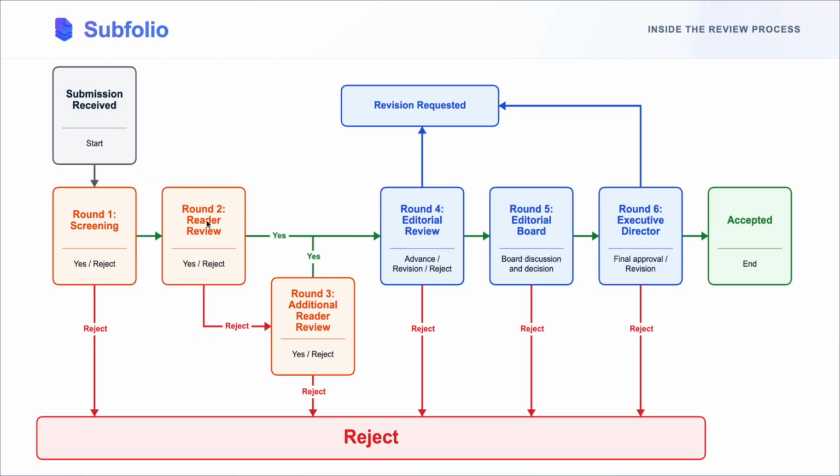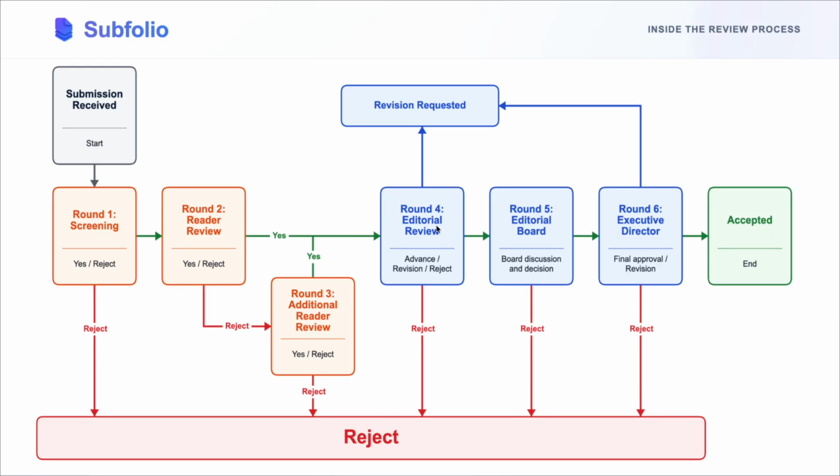The second round is a reader review. 1 reader is assigned. Their job is also to either say yes or reject, except they're taking a much deeper look at the submission. In this case, if they say reject, a different reader gets assigned to do the same thing. If both say reject, then the piece is rejected. If the first reader or the second reader says yes, then it moves to the editorial review.